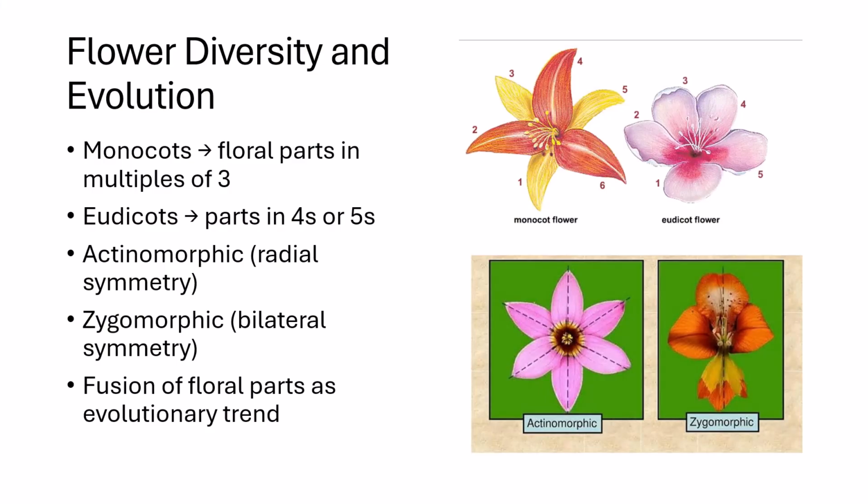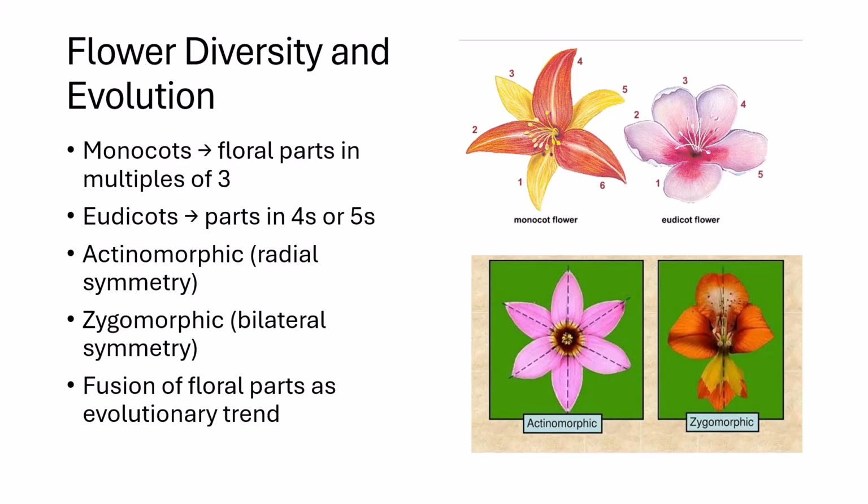Before we begin observing the lily, let's review a few key evolutionary patterns in flowers. Monocots typically have floral parts in multiples of 3. Eudicots usually have parts in 4s or 5s. This reflects deep developmental differences in these two major angiosperm groups. Because monocots and eudicots diverged early in angiosperm evolution, their floral organ numbers reflect genetic and developmental differences.